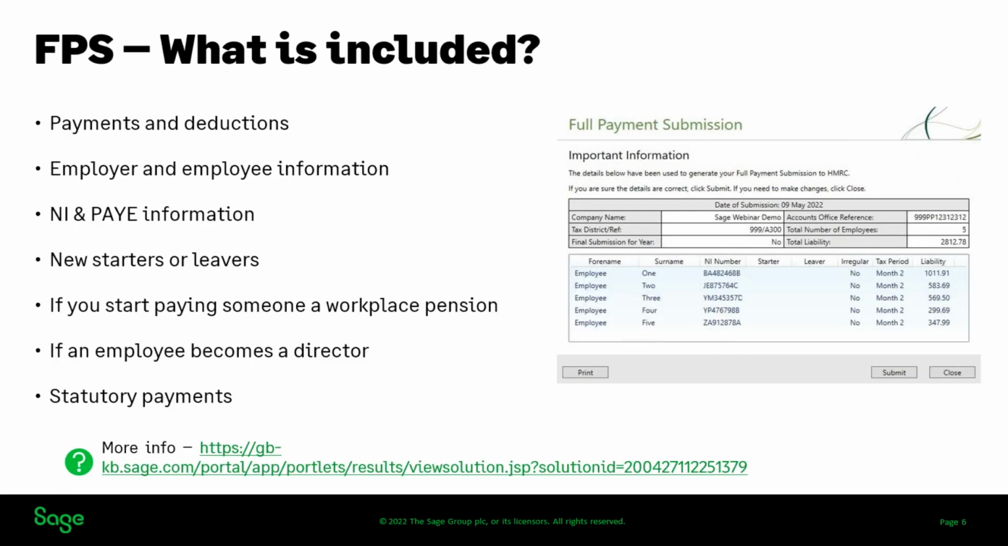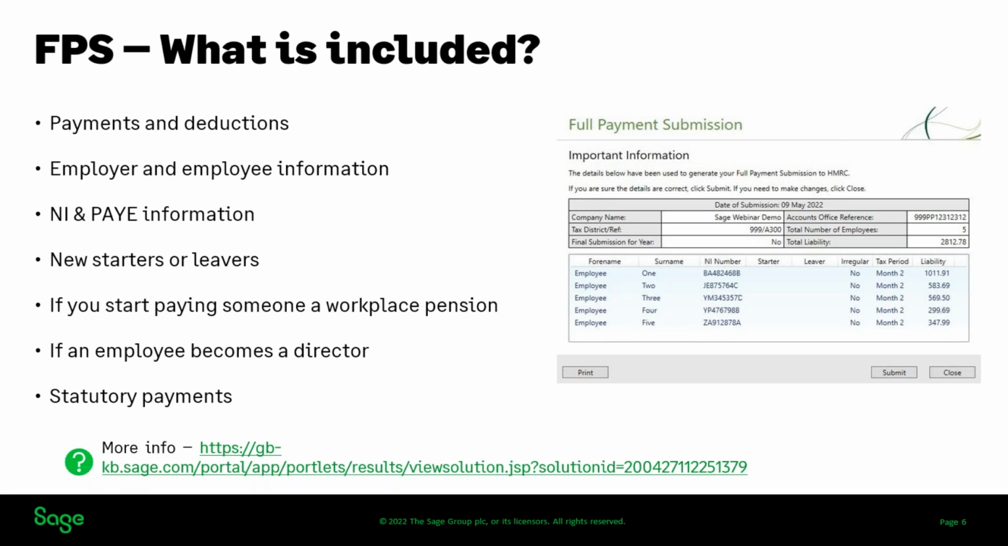So what's included in an FPS? Firstly, the payments and deductions for your employees. Next, we'll have a look at employer and employee information. Apologies, got them mixed up there. National insurance and PAYE information. New starters or leavers. If you start paying someone a workplace pension, this is also included in an FPS. If an employee becomes a director, this information will also be included in an FPS, and any statutory payments that you have paid to an employee.